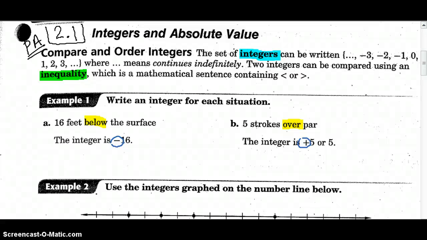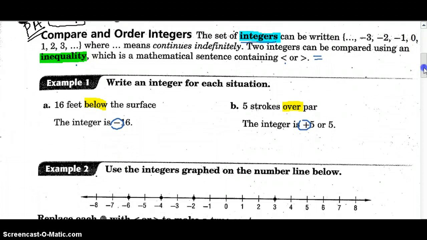Hi, pre-algebra students. This is Chapter 2, our first section in Chapter 2, where we're going to review integers and absolute value. I have highlighted here integers. Integers are all of your whole numbers, like those you would find on a number line, the positive and the negative whole numbers. Two integers can be compared, and when we compare them, we use an inequality sign. One's greater than or less than, and sometimes they are also equal.